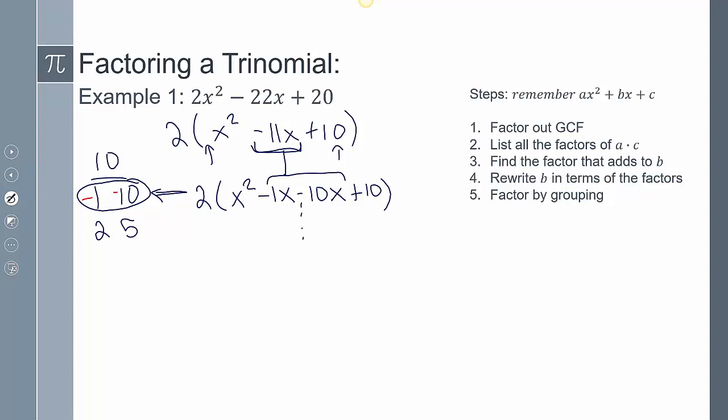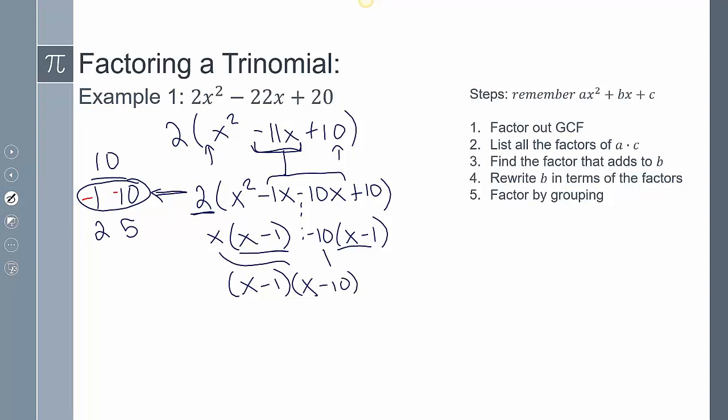What's in common here? I'm just going to ignore the 2 for now. I factor out an x, and I'm left with x minus 1. If I factor out a negative 10 up there, I'm left with x minus 1. When we factor by grouping, whatever's the same, you rewrite it. Then whatever's in front, you put into the other parenthesis, and now I can't forget that 2. And so there's my answer there.